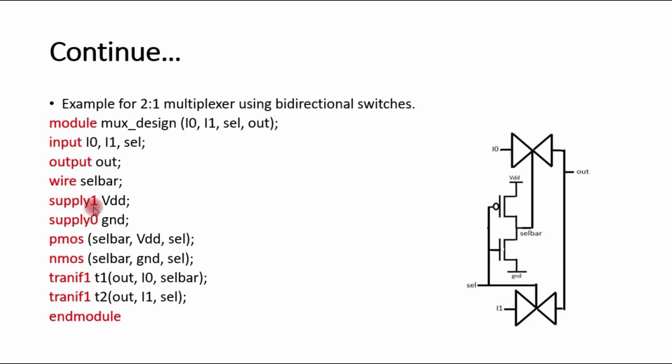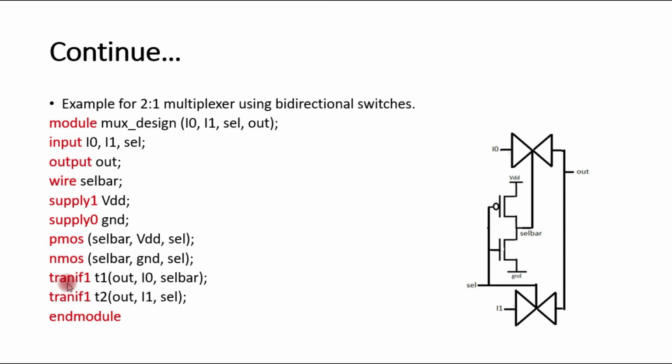Supply 1 is used for the power supply VDD for the inverter circuit. Supply 0 is used for the lower potential or ground potential. PMOS and NMOS, these two devices are defined for the inverter circuit. In case of PMOS, the output terminal is cell_bar, the input data signal is VDD, and the control or gate terminal is cell. For NMOS, the output terminal is cell_bar, the input data is GND, and the control signal is cell.